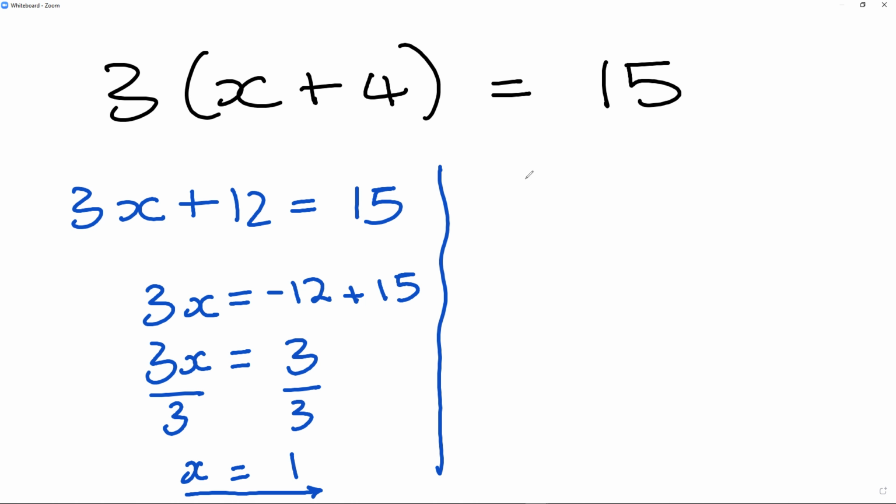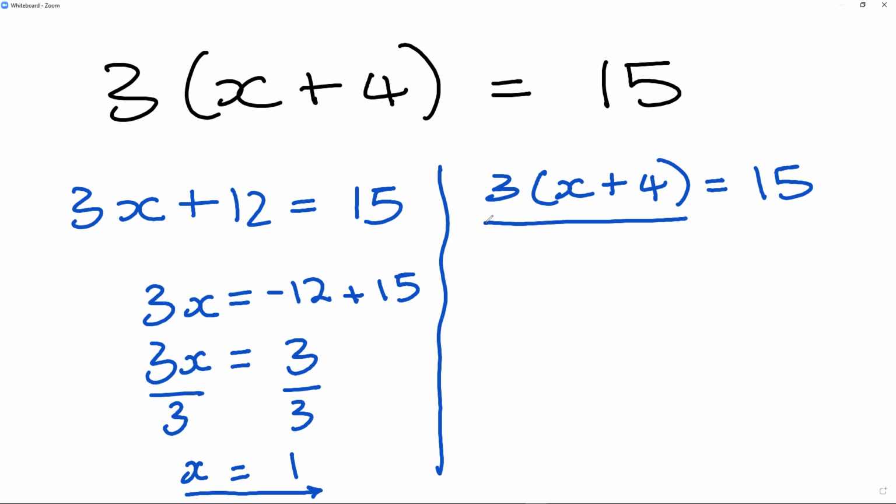The second way of doing this is if I divide both sides by 3 first. Because remember, 3 is multiplying by the bracket x plus 4. And what you do to the left-hand side, you have to do to the right-hand side. So if I divide by 3 on both sides, it will remove the 3, getting me closer to the x. And I can then remove the brackets.